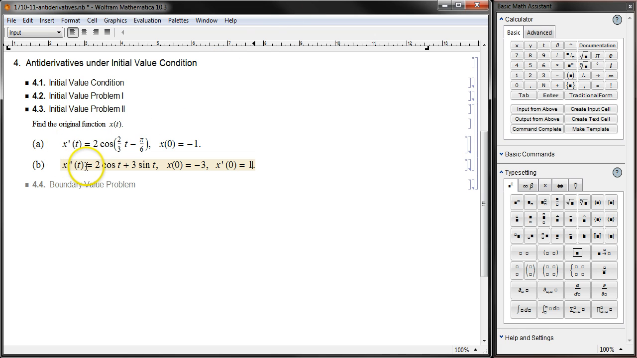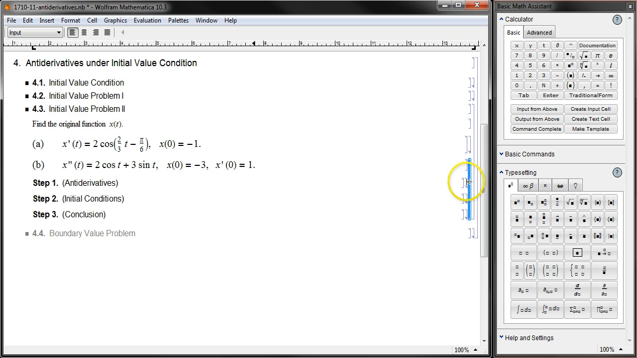You see, you have a second derivative. So take the antiderivative once, you get c. Take the antiderivative again, you get another constant, say c1 and c2. So we need 2 equations for 2 unknowns. That's why we need 2 initial conditions. Ready? Okay, here we go. Antiderivatives.